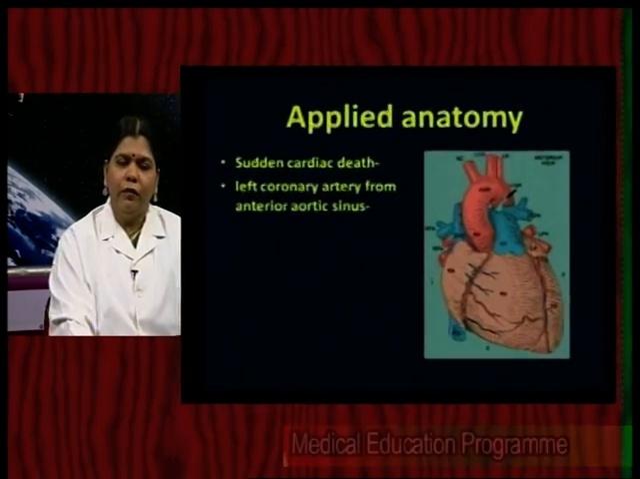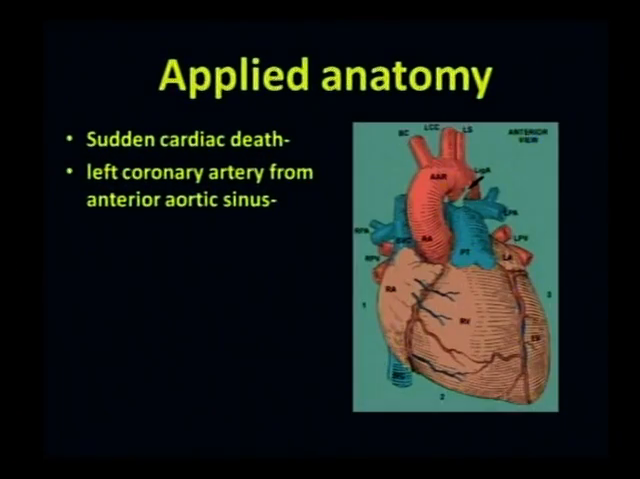So, we have finished the major aspect of the coronary arteries: how elaborately they take origin, how they course, how they divide, and then we saw the branches of the left coronary artery in detail. Now, we will see the important aspect, the applied anatomy of coronary arteries.